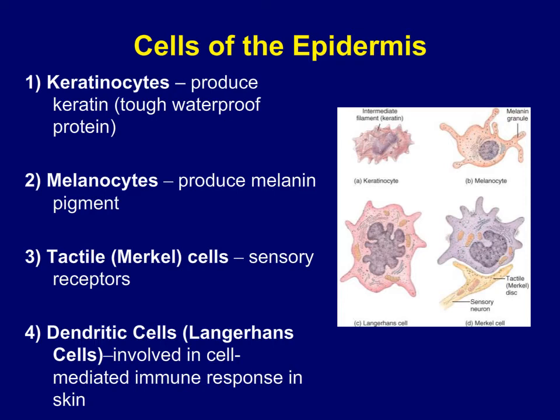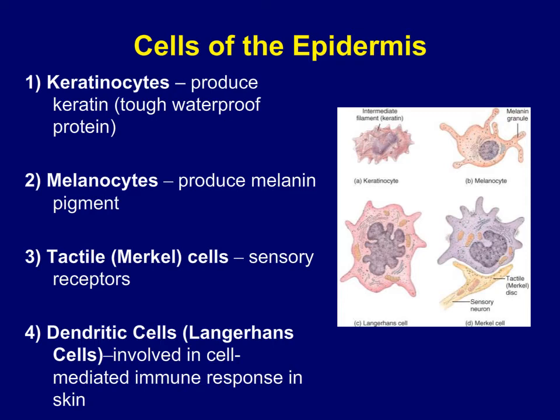The third cell is something called a tactile cell or Merkel cell. And Merkel cells have a sensory receptor function. That is, they're located very close to a sensory neuron and they transduce information on things like pressure and vibration into nerve impulses which are carried away by sensory neurons towards the spinal cord.